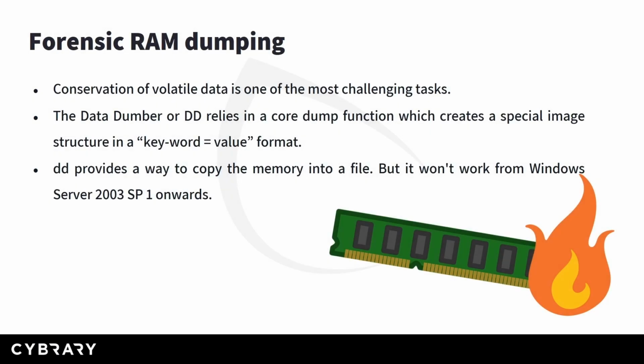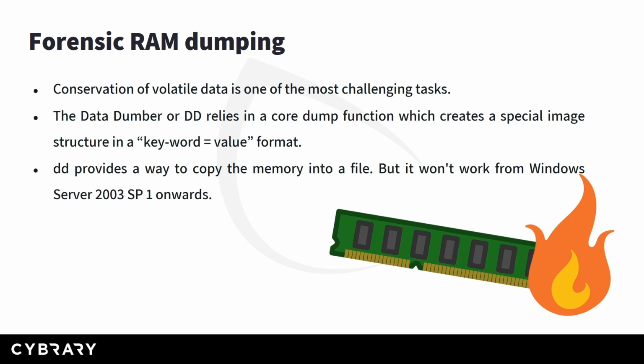Hello and welcome back. In the last video, we were analyzing the data dumper, DD, and its functionality. You do want to know those concepts for this video, so feel free to pause this one and go back to the previous one for analyzing what DD is. In this video, we're going to analyze how to obtain physical memory in a forensic manner. Conservation of volatile data is one of the most challenging tasks in computer forensics. This is to dump the RAM content of a running computer in a forensically sound manner.